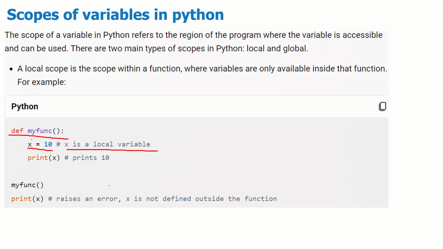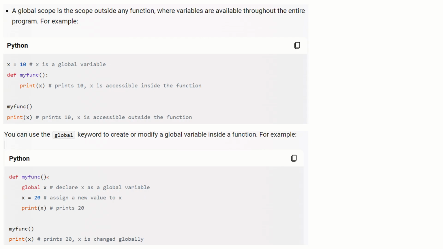And if we try to access this variable x outside of this function, for example here, it will show an error because x is not defined. It means we can't access this x variable out of the function.